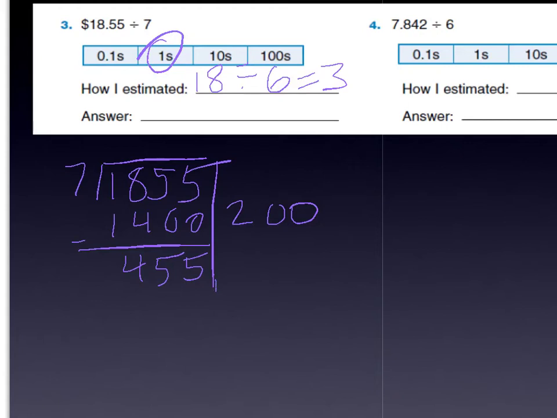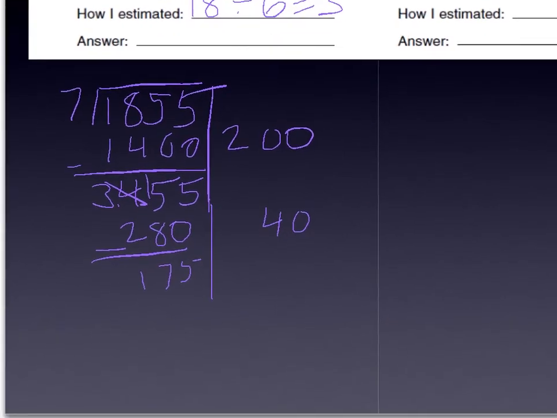Now, what's next? I could do 7 times 40 gives me 280, and I subtract, and I get 5. Let's do some borrowing.